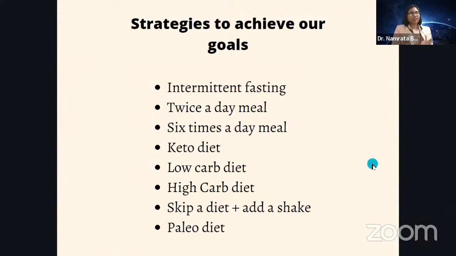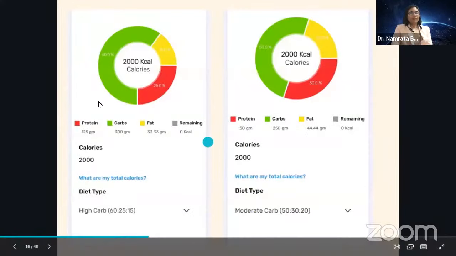Now, strategies to achieve our goals. These are just ways which lead to your goal. These are not goals in themselves. So even if you do intermittent fasting, eat twice a day, eat 6 times a day, do keto diet, low carb, high carb, paleo, pescatarian, whatever it is, if your calories are surpassing your energy expenditure, you are going to gain. If your intake is less than your energy expenditure, you're going to lose fat. That is the truth.